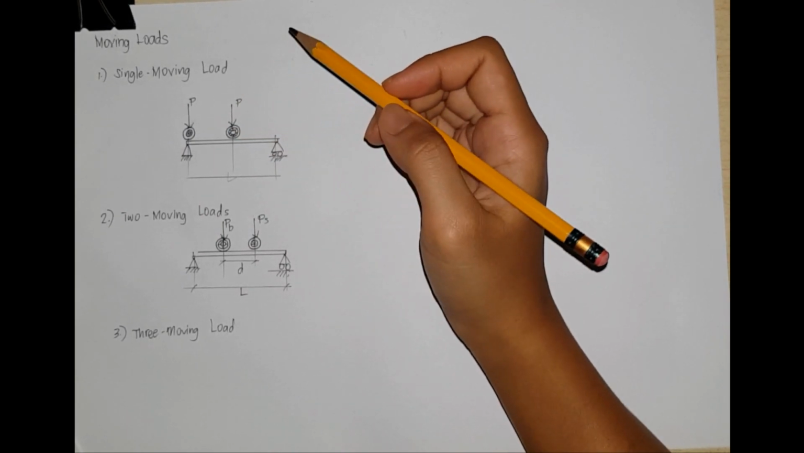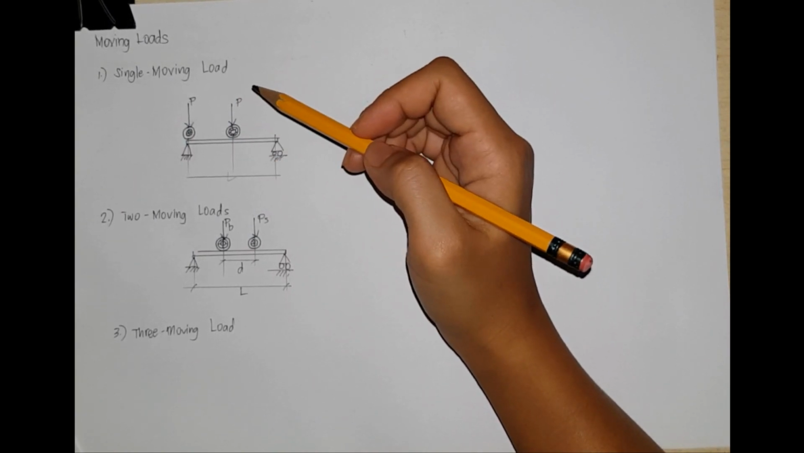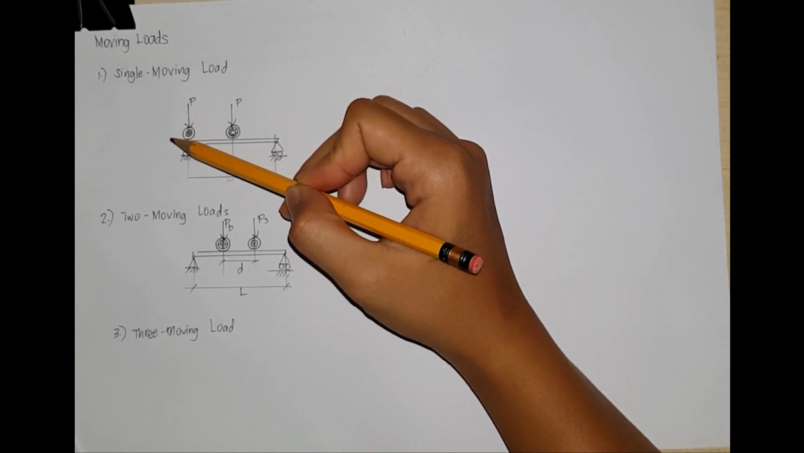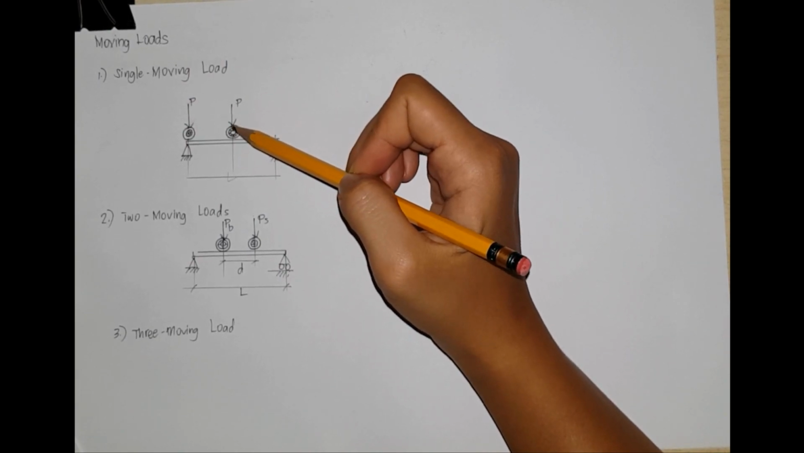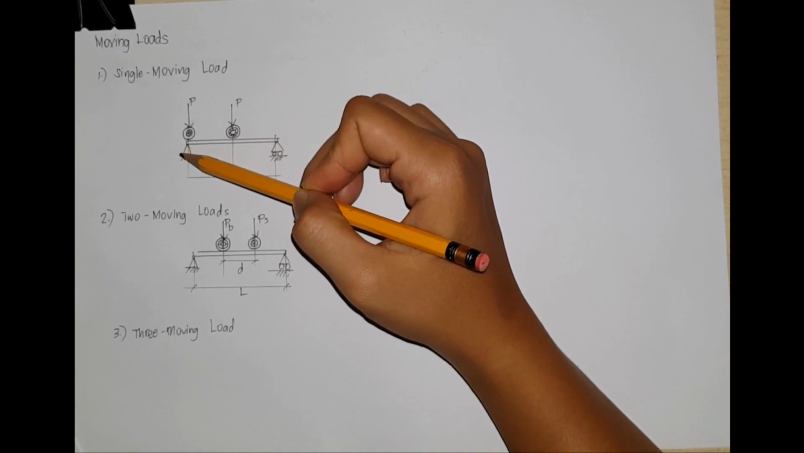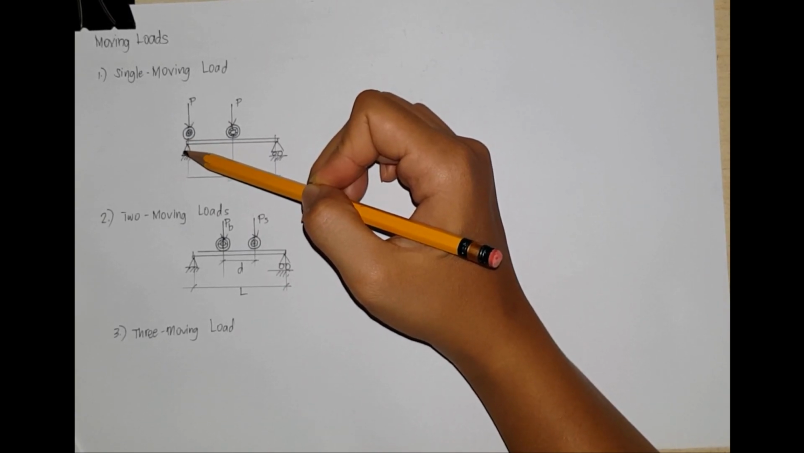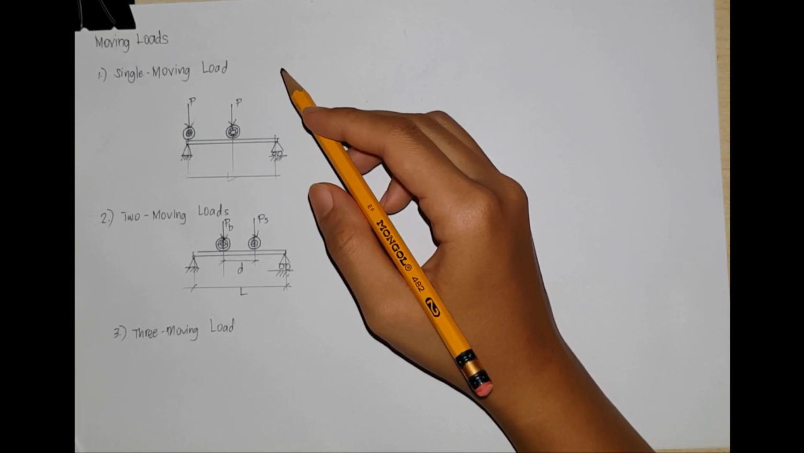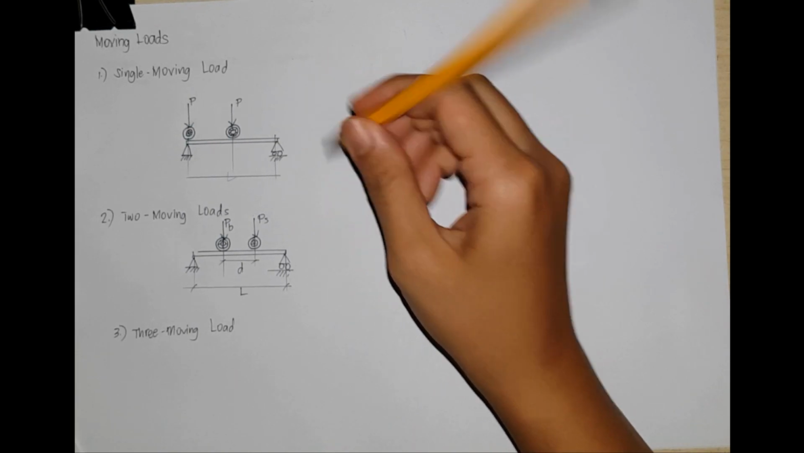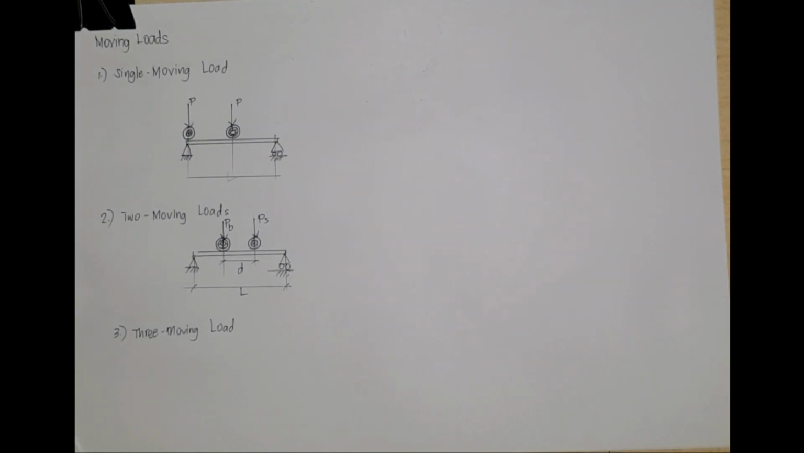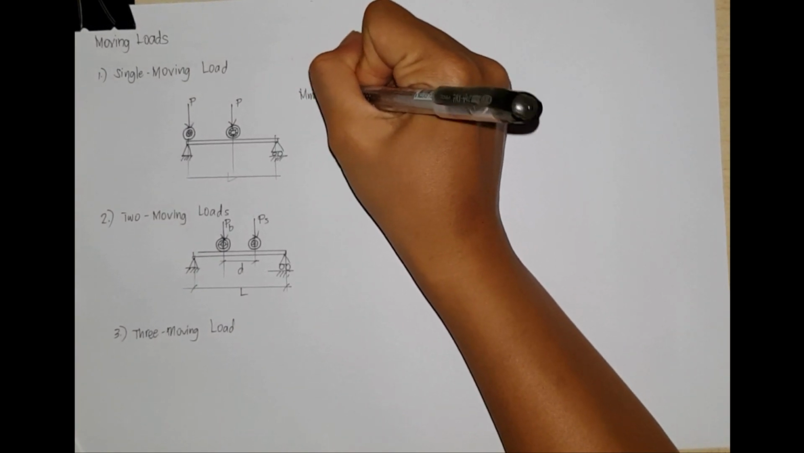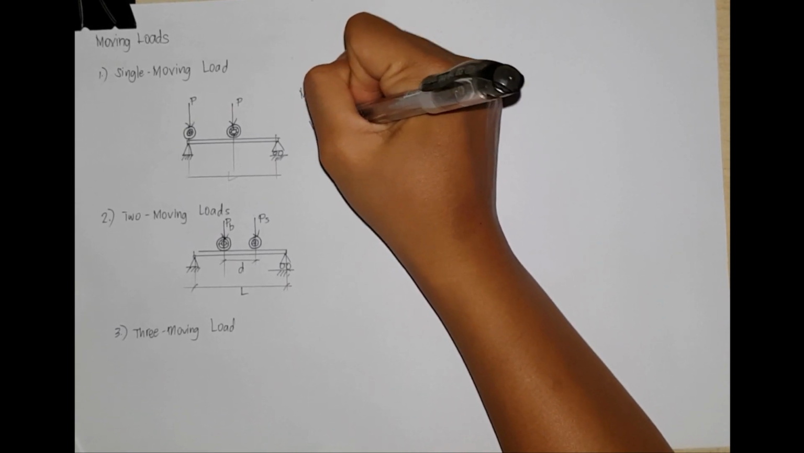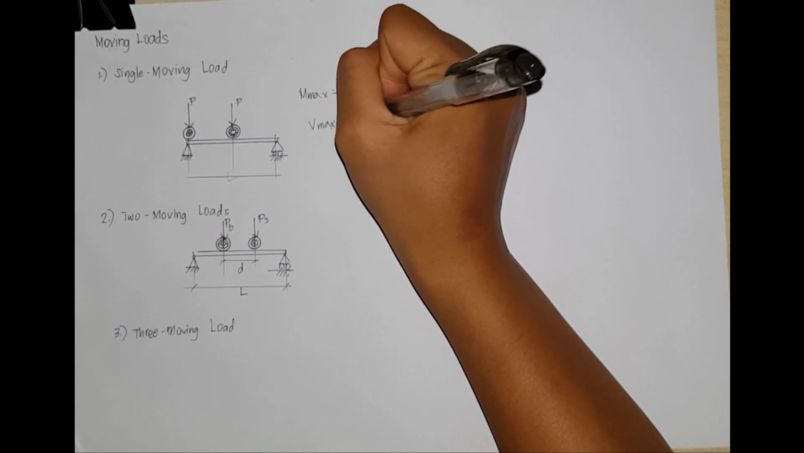So we have a single moving load. So in single moving load, the maximum moment occurs when the load is at the midspan, and the maximum shear occurs when the load is very near the support. Matatagpuan natin yung maximum moment at the midspan and the maximum shear at very near the support. In which the maximum moment is equal to the load multiplied by the length all over 4, and the maximum shear is equal to the concentrated load.